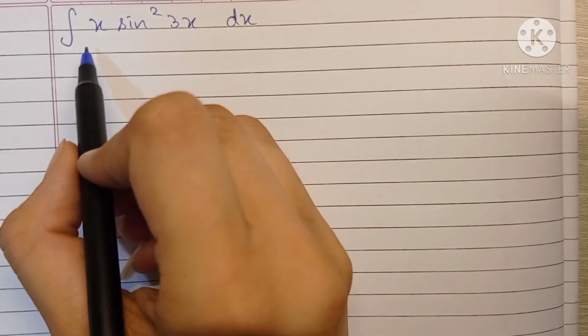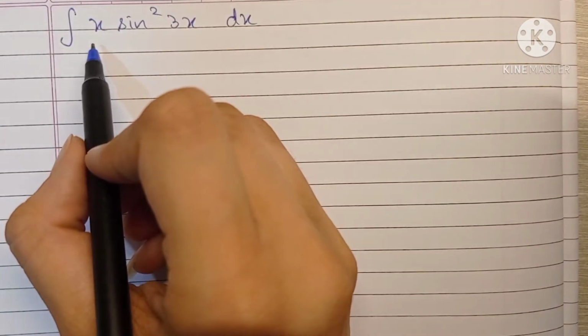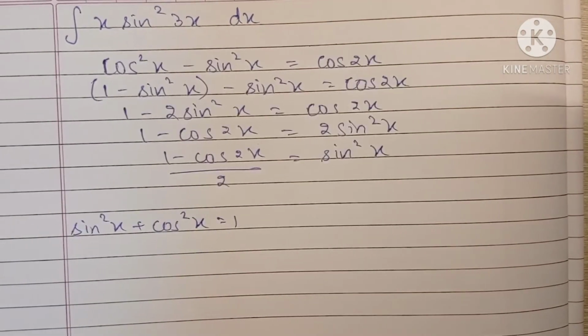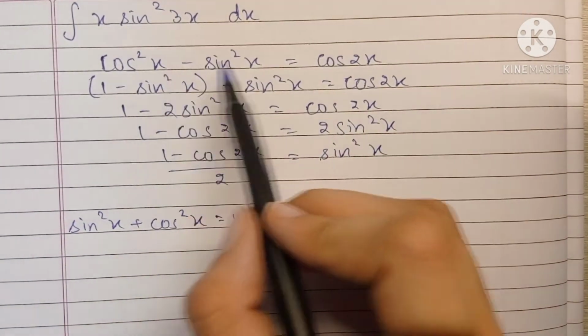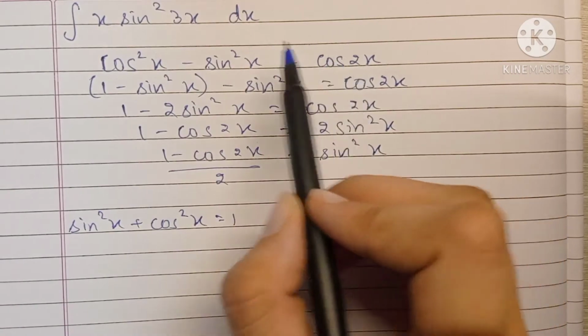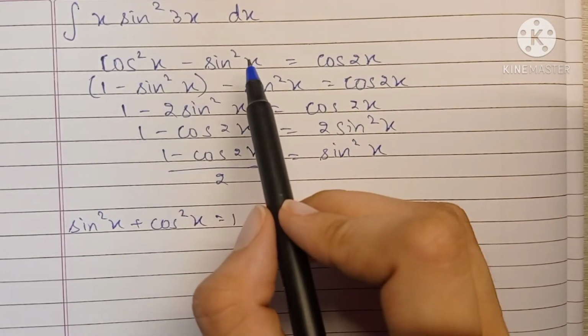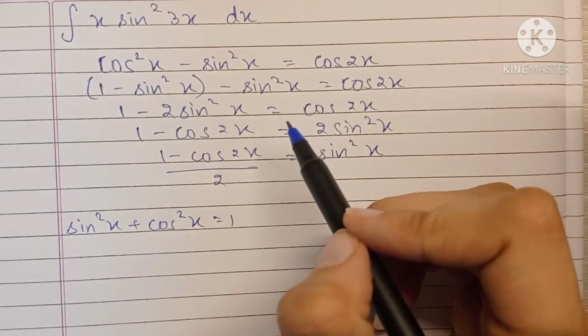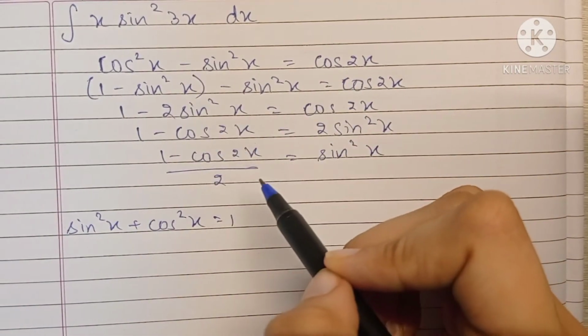Today we'll be solving this question, the integral of x sine square 3x dx. So let's begin. Now, we can see that we have the double angle formula for cos, which is cos square x minus sine square x. So we'll be simplifying the integral using this formula and a derivation from this formula.